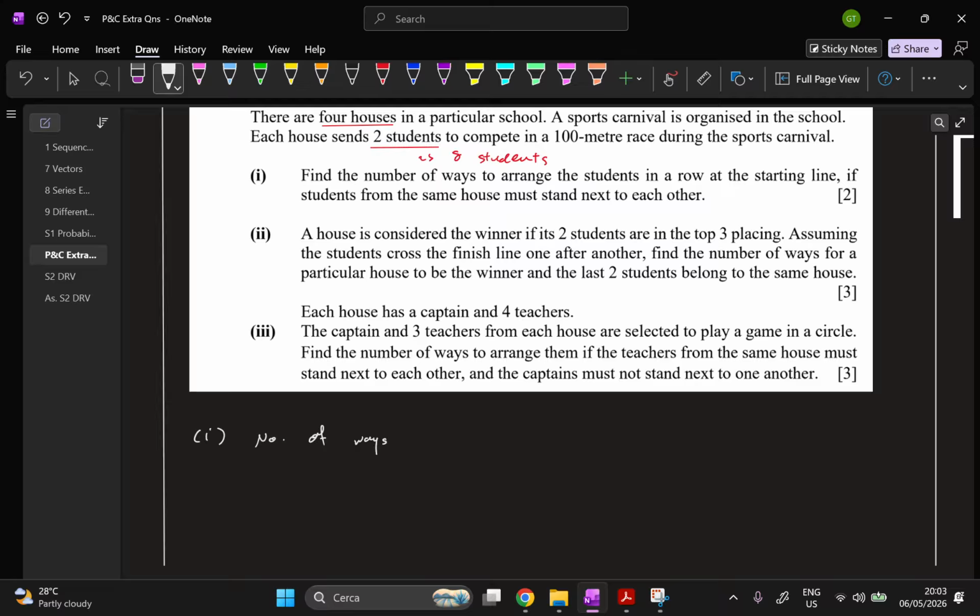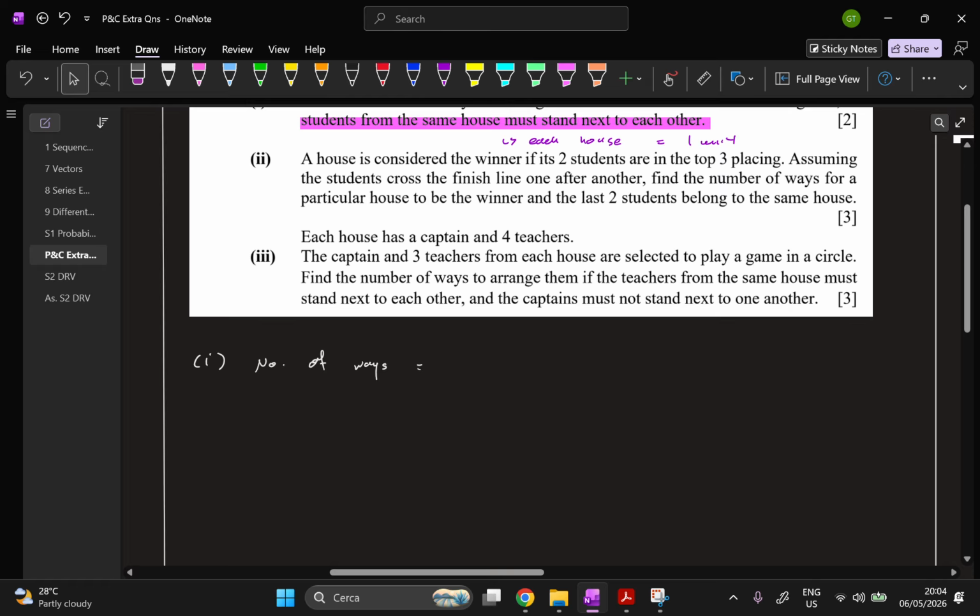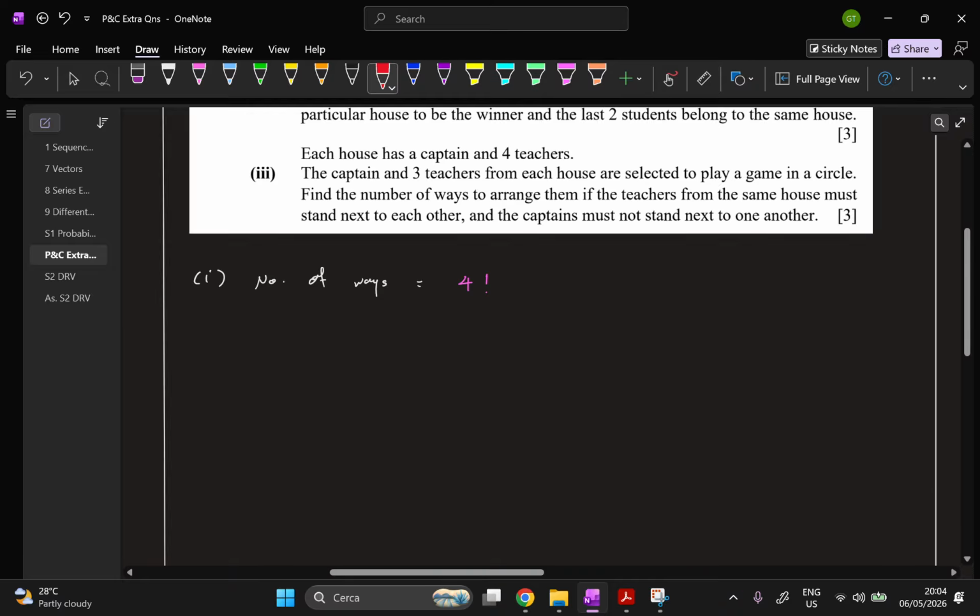You will see that because students from the same house must stand next to each other, we can actually treat each house as one unit, isn't it? So how we will do this is I have 4 units, right? 4 factorial. So I treat each house. Let's say I have Gryffindor, Hufflepuff, Ravenclaw, and Slytherin. So the 2 people from each house must stand together.